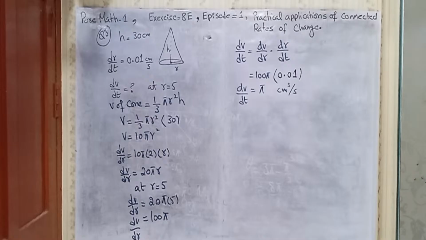We were working on exercise 8E. This is our first episode on this exercise. This is the solution of the course book, Mathematics Pure Maths 1, Cambridge International AS and A Levels Mathematics 9709. The topic of this exercise is practical applications of connected rates of change. In a few episodes, we will complete this exercise.